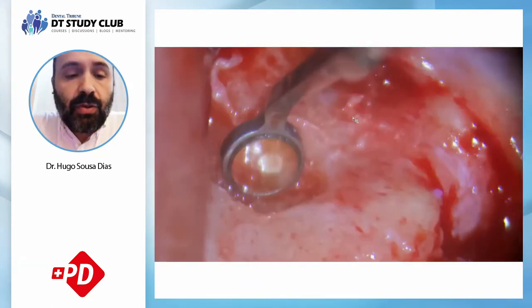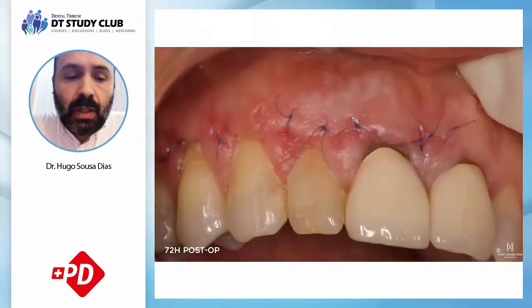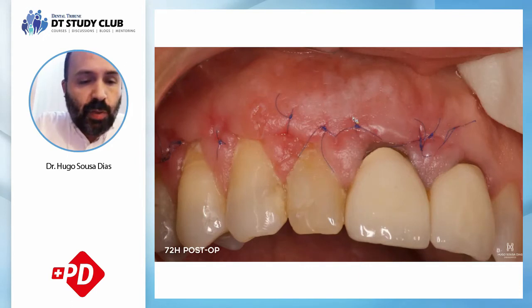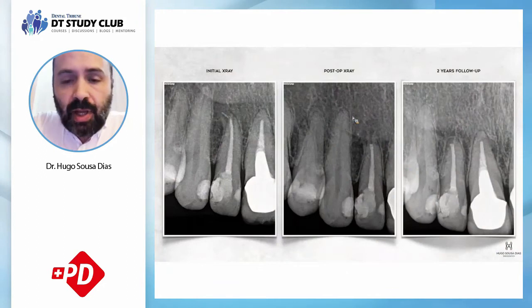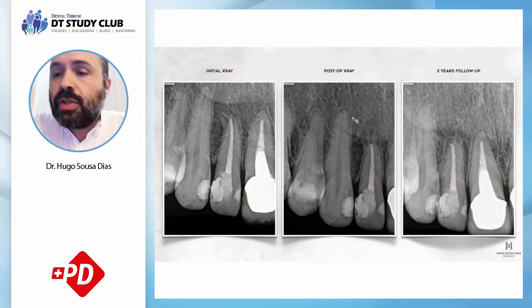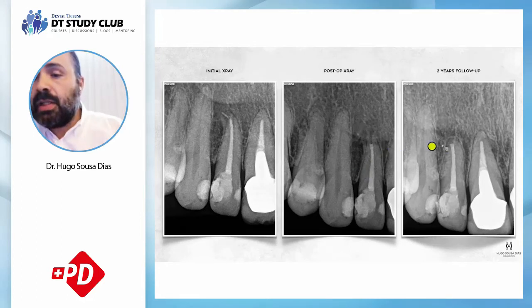After retro obturation and retro condensation of MTA, the suture, and I remove the suture 72 hours post-op. Here we have the initial X-ray, the post-op X-ray, and the 2 years follow-up X-ray. It's possible to see the healing of the area and the periodontal ligament formation around all the root.